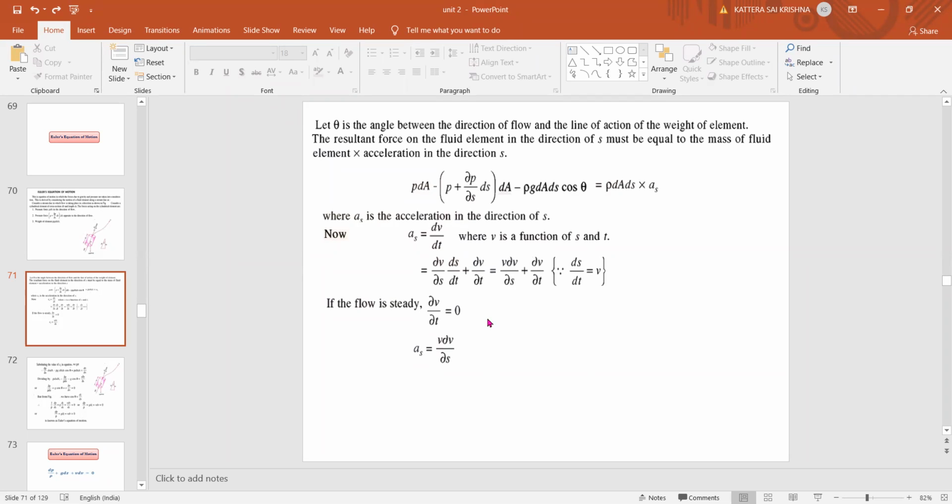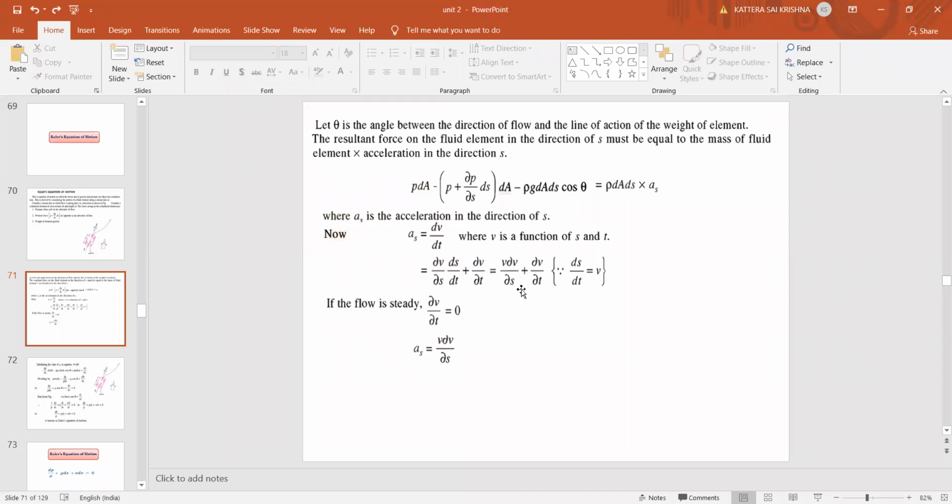That type of flow is called steady flow. So if the flow is steady, ∂v/∂t equals 0. Then if you substitute ∂v/∂t equal to 0 here, finally you'll get a_s in terms of v ∂v/∂s, nothing but in the direction we'll get your acceleration term. So a_s is equal to v, velocity, into ∂v/∂s. So up to here, please copy it.